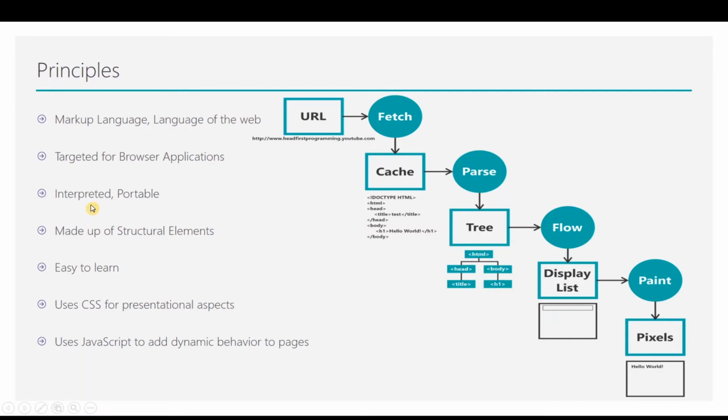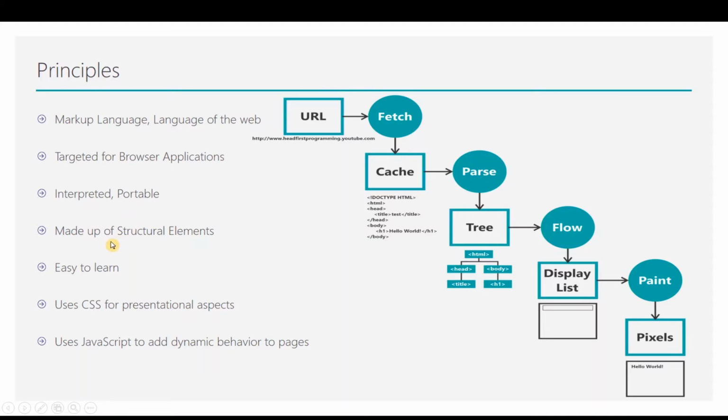HTML is an interpreted language. What this means is that the HTML document is parsed by the browsers at runtime without first converting the document to some intermediate representation for different browsers. This makes the HTML language portable across browser applications.